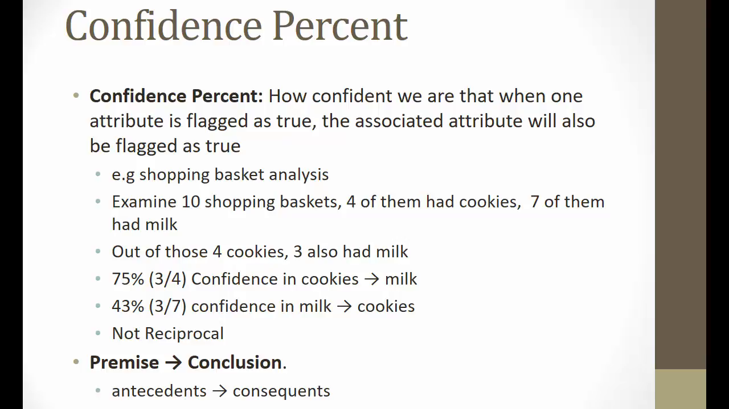You see here the confidence percent, unlike the support percentage, is not reciprocal, meaning that the confidence for A leading to B is different than the confidence for B leading to A. We also can call the right and left side of the confidence equation premise and conclusion, or antecedents and consequence.